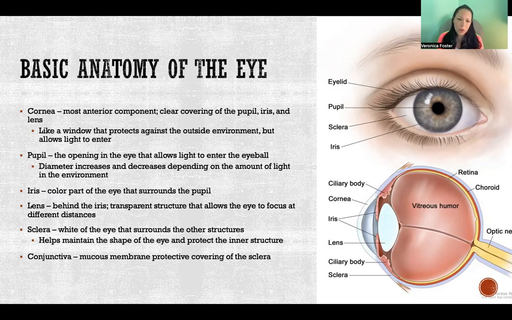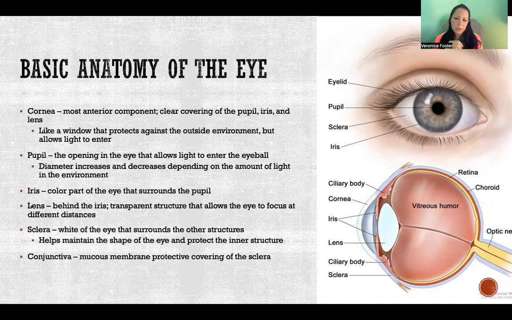So it's clear like a window. So it's allowing light to shine through and enter into the pupil. And so it's not opaque. Whereas the sclera is outside the cornea. So that's lateral to, superior to, inferior to. So it's the whole white part of your eye outside of where the cornea is covering the iris. Okay, so the cornea is that clear window-like part that's covering the pupil, iris, and the lens.